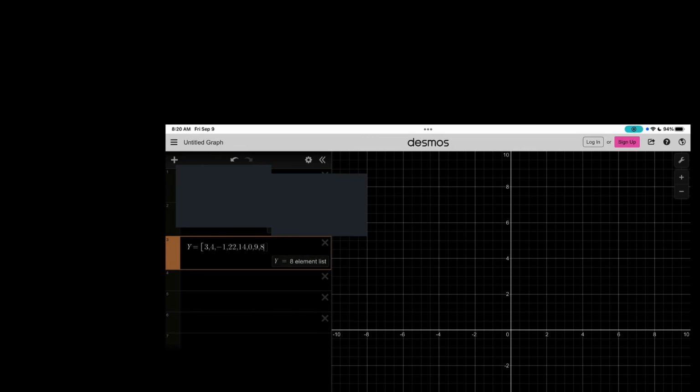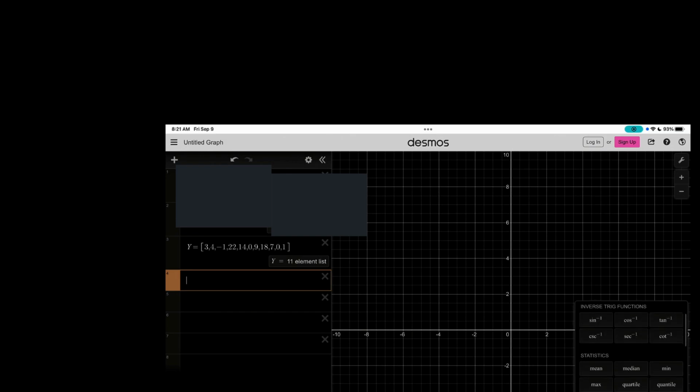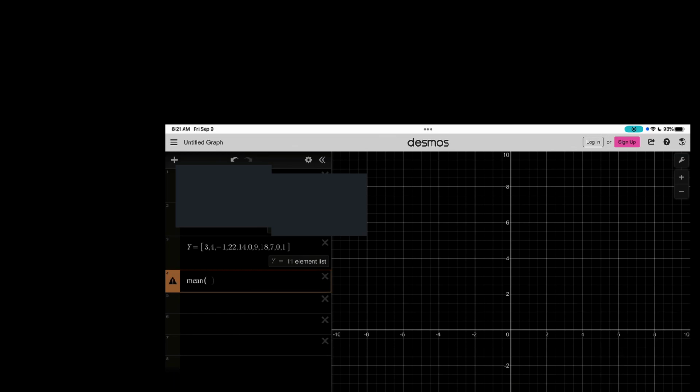There you know you have 8 numbers, 9 numbers, 11 numbers, 11. And then close your bracket. And then down here you can type the word mean, and then a capital letter Y, and what you got, your average, is 7.